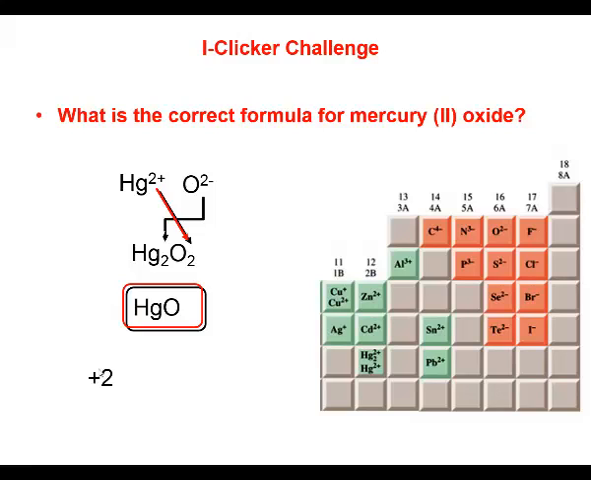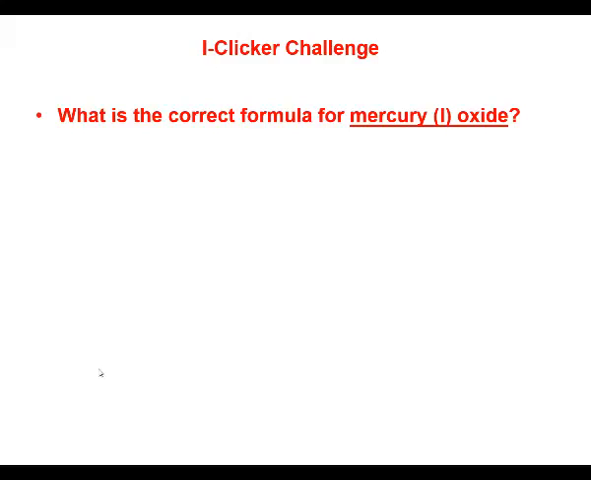So I have a +2 for the mercury cation, a -2 for the oxide, adds up to 0. So the correct answer would be in the box here. The mercury 2 oxide is just shown as 1 mercury cation and 1 oxide anion in the formula. Okay. Now let's switch things around a little bit. Let's look at the mercury 1 oxide.